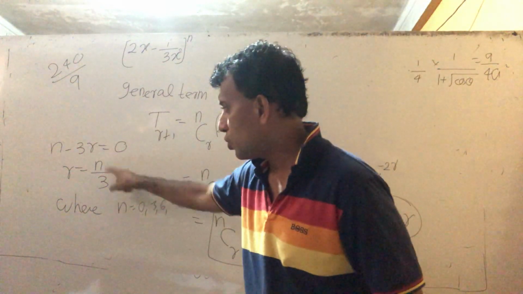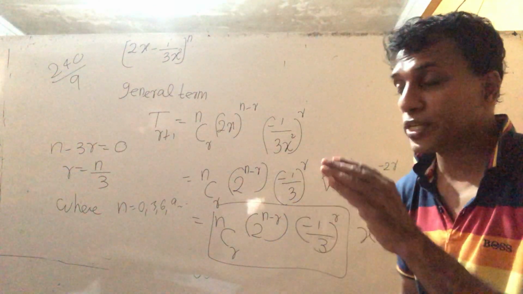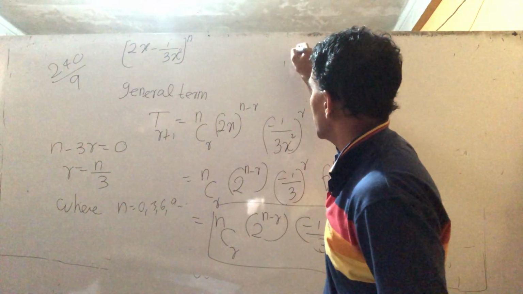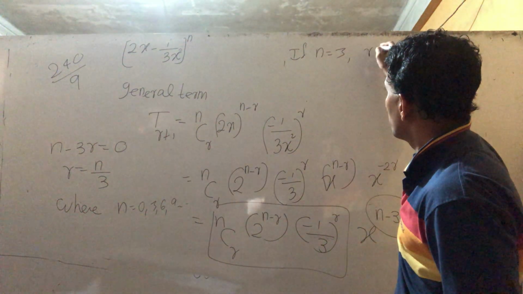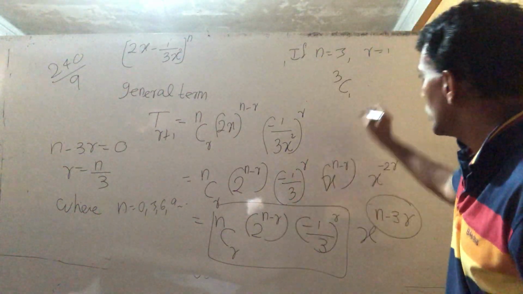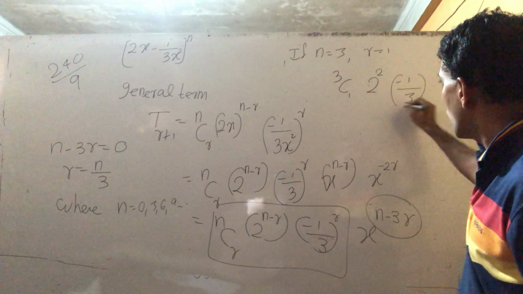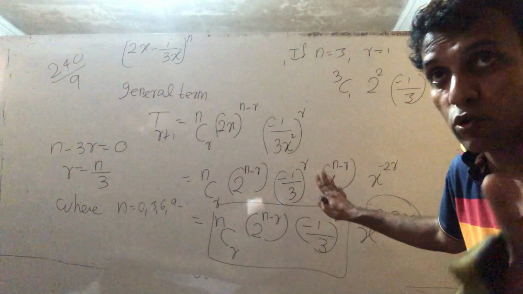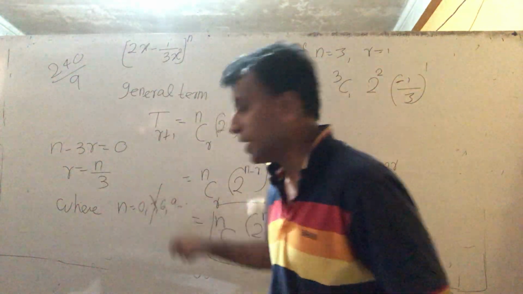What happens if n is 3? 3 over 3, r is 1. So 3C1, 2 to the power 3 minus 1, times minus 1/3 to the power 1. They say 240 over 9, but there is no negative, no chance. You can't take n as 3. Why? Here a minus comes, minus 1/3. 240 over 9 has no minus chance. Therefore n equals 3 is not valid.